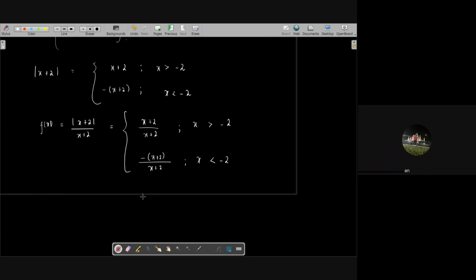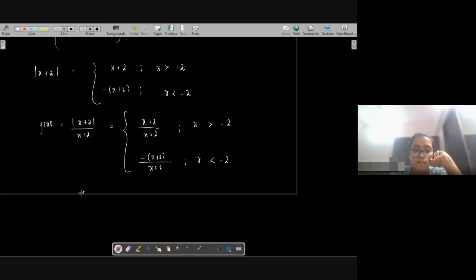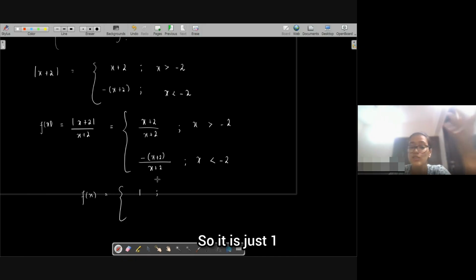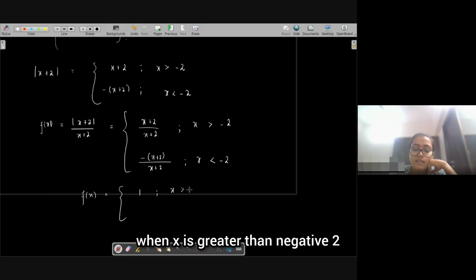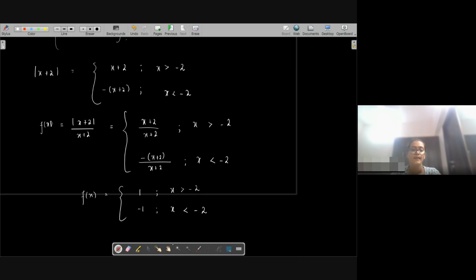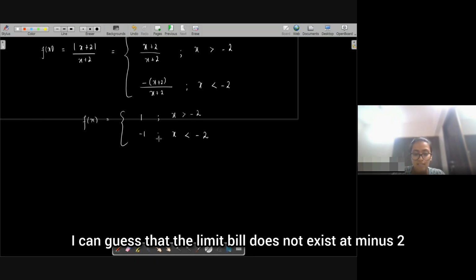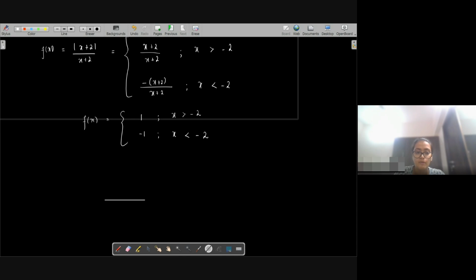Yeah. So if you further simplify, finally our f of x is basically x plus 2 over x plus 2, which is just 1. So it is 1 when x is greater than -2, and -1 when x is less than -2. And from this, I can guess that the limit does not exist at -2. But let's draw the graph to find it out.